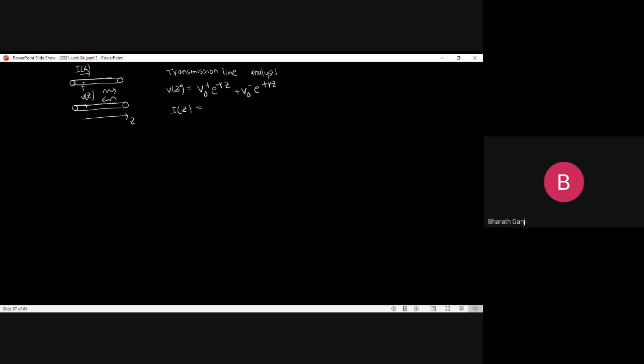These are all phasor notations, so the equations which I'm writing here are in phasor format. Of course, if you want to convert them into time domain format, simply multiply by e power j omega t and take the real part of it. We saw that a current can also have a forward and a backward wave, and they are related like this: V naught by Z naught e power minus gamma Z for the forward wave, minus V naught minus divided by Z naught e power plus gamma Z for the backward wave, right?